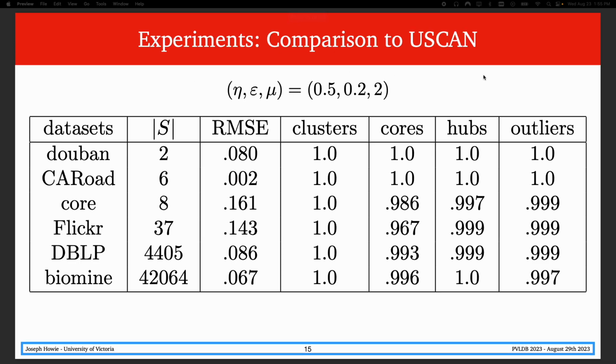We look at the direct comparison between USCAN and our framework and show that the probability of structural similarity, when we calculate the root mean squared error on an edge-to-edge basis, is still remarkably low. It's less than 10% for most of these graphs on this parameter point. And then not only that, we are also able to look at the cluster sets, the core sets, the hubs, and the outliers, and see that these are virtually identical between the two methods, which is great news to start off with. It's showing that we're getting very similar results.